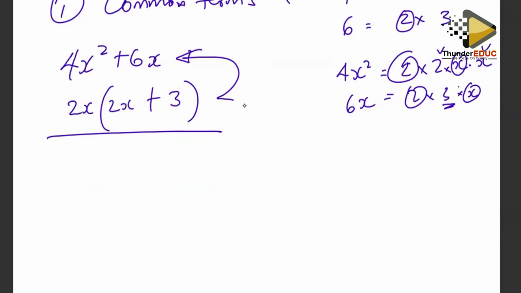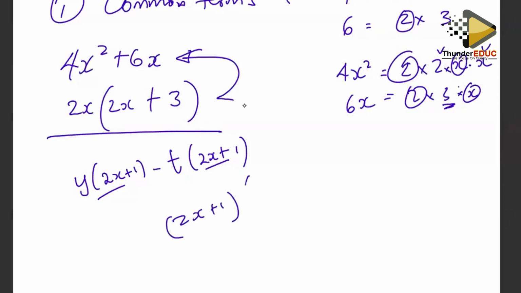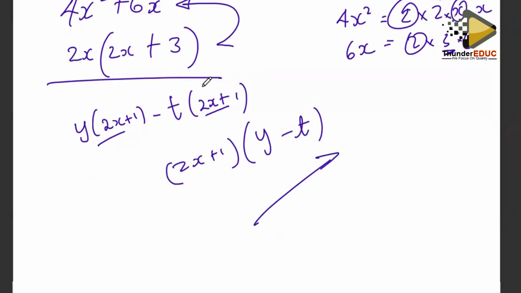Let's say we have something like maybe a y into 2x plus 1, and then minus t into 2x plus 1. We need to look for what is common. So you can see that this bracket and this bracket, they are common. So you take the bracket out, and then we shall be left with a y minus a t. And then that becomes our answer under the common terms.